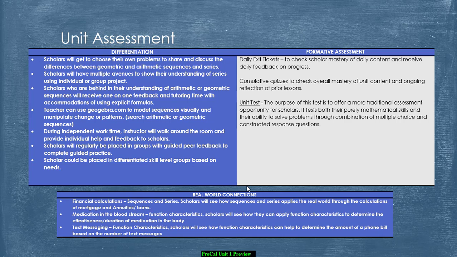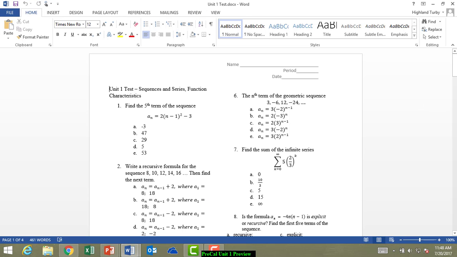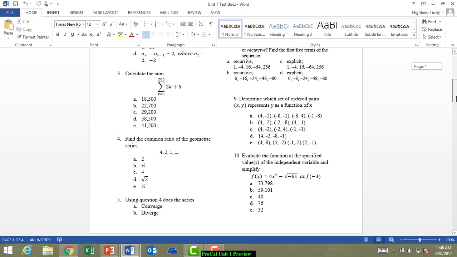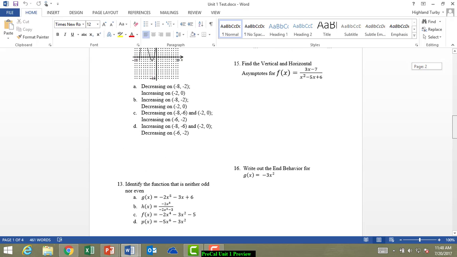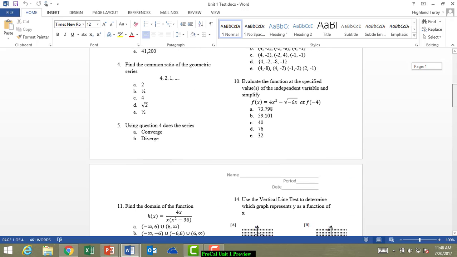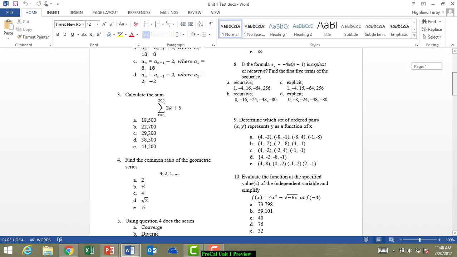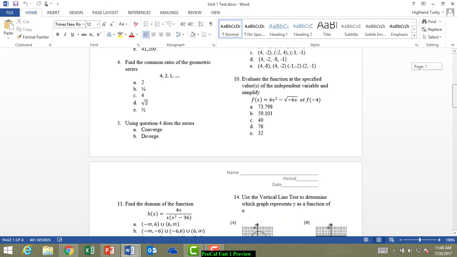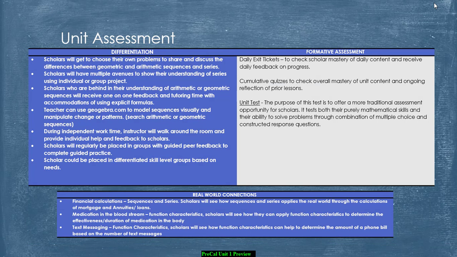The unit test is laid out traditionally. We can take a look at that right now. So the unit test is basically made up of about 17 questions, 3 free response, and the others are multiple choice. They're going to need to look at what a sum is, how to write a recursive formula, what a function is, how to find the sum. Of course, you have the opportunity to change this test or modify it to fit your students, but I recommend that this was backwards planned from the CA, so I recommend using it within your unit.